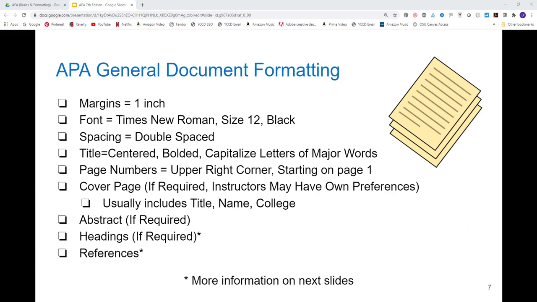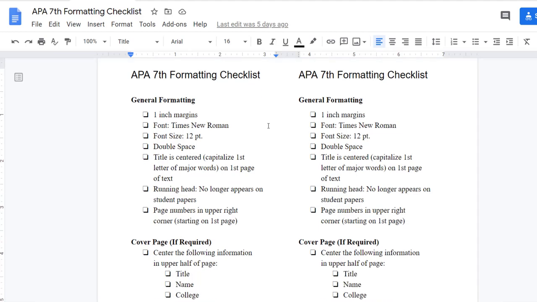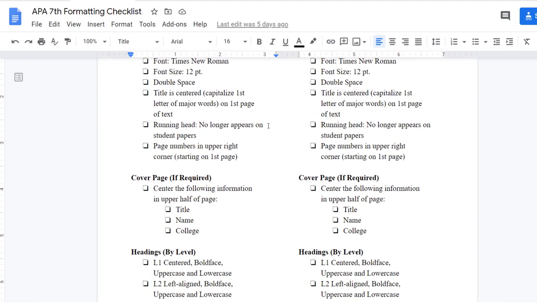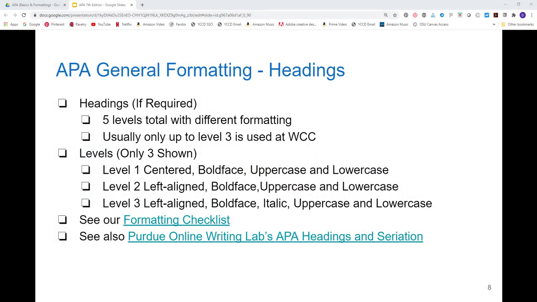General formatting rules indicate such things as margins, font, spacing, cover pages, headings, and reference page formatting rules. There is a formatting checklist available to you in the Academic Support Services Canvas environment and on the library's website. While many students will not use headings, there are a few courses that may need to use headings in their projects. These courses will most likely only use the first 3 heading styles, and they are represented on the checklist.